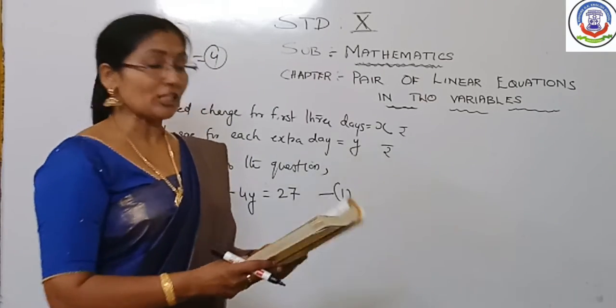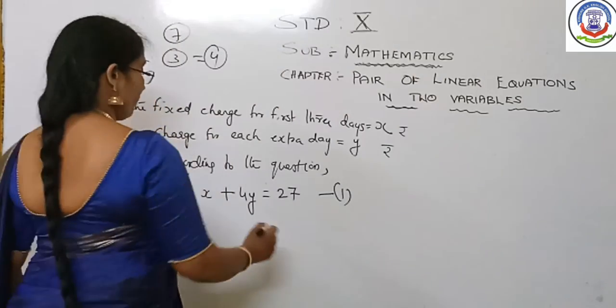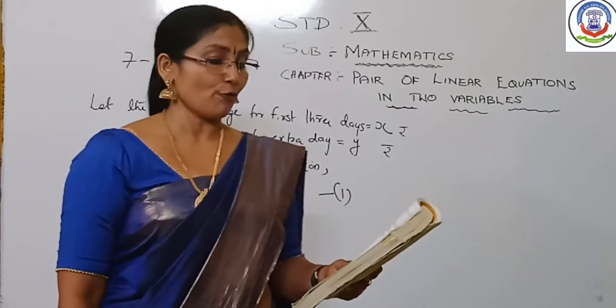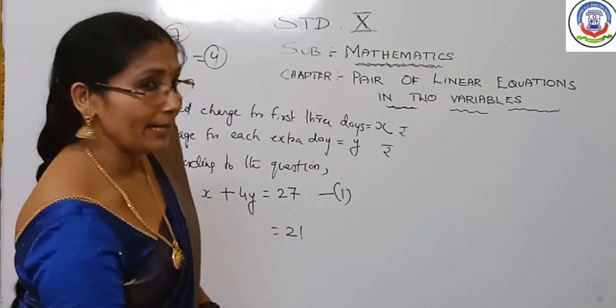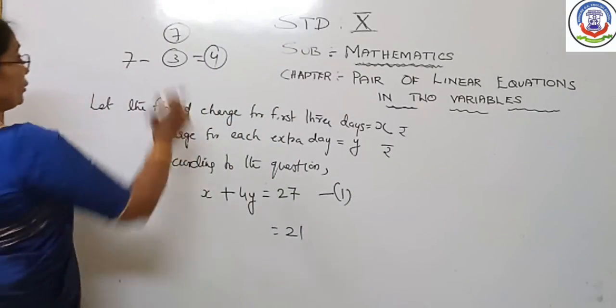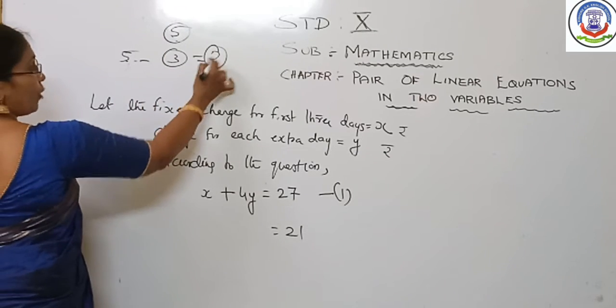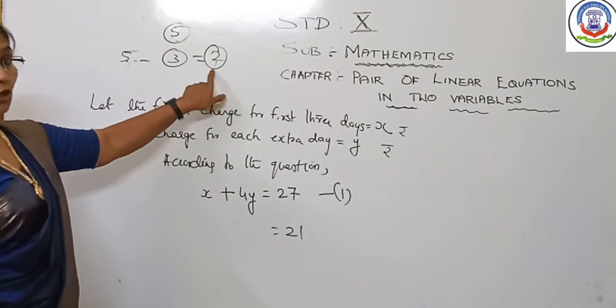She paid rupees 21. How much she paid? 21. For how many days did she keep the book? 5 days. So instead of this one, you will write 5 here. So now, extra days, how many has she kept? 5 minus 3, 2 days.